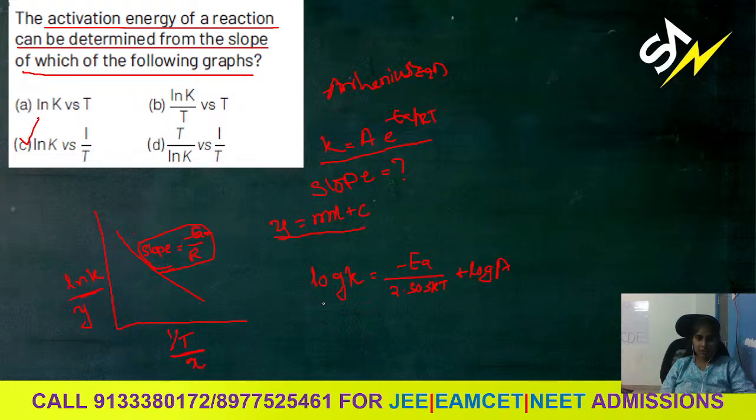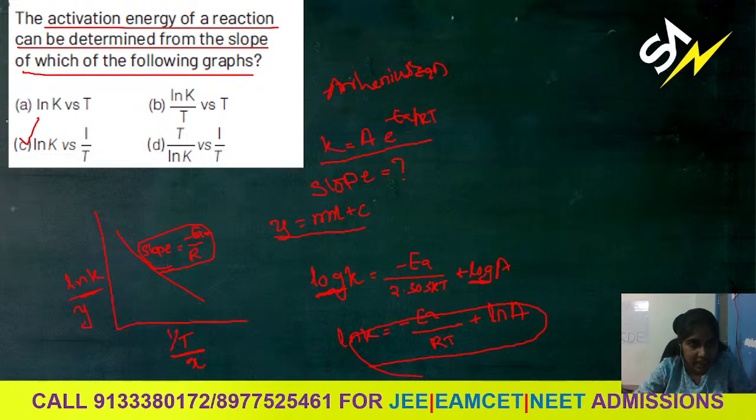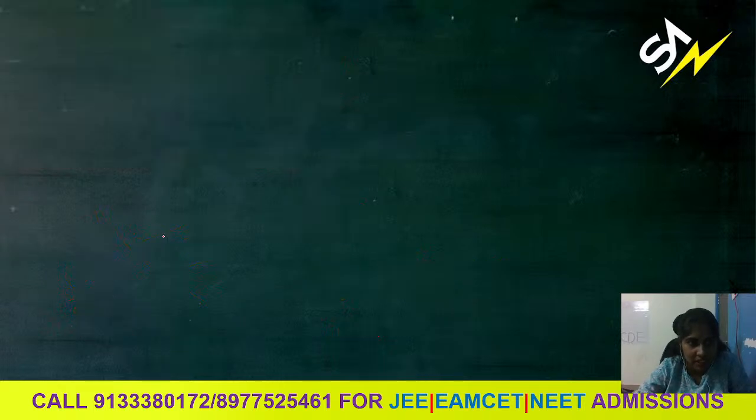So convert this log into ln. This becomes ln of k. The 2.303 in the term 2.303 by RT is removed, so it remains as RT, and log A is converted into ln of A. So from this equation, if we make it into y equal to mx plus c, we can get the graph of ln k versus 1 by T, which defines the activation energy in its slope.